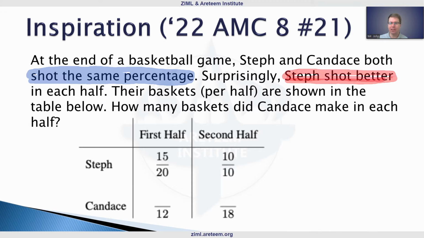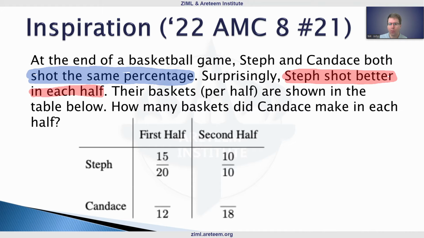So their baskets per half are each shown in the table below. And the problem asks us to figure out how many baskets Candace made in each half. So we're trying to figure out what's going on with Candace in this case. Now let's take a look at our information. So Steph shot 15 of 20 in the first half, 10 of 10 in the second half.